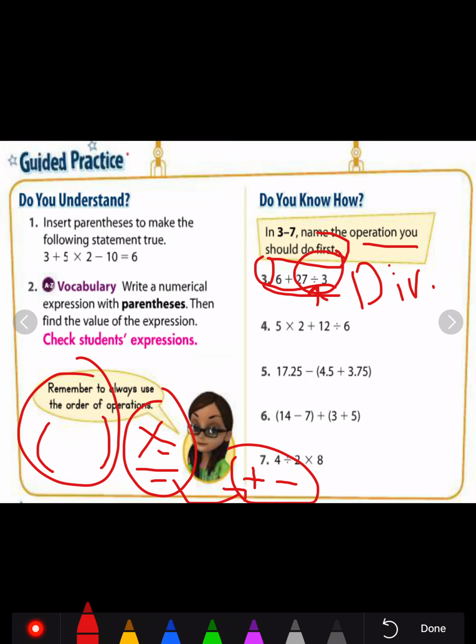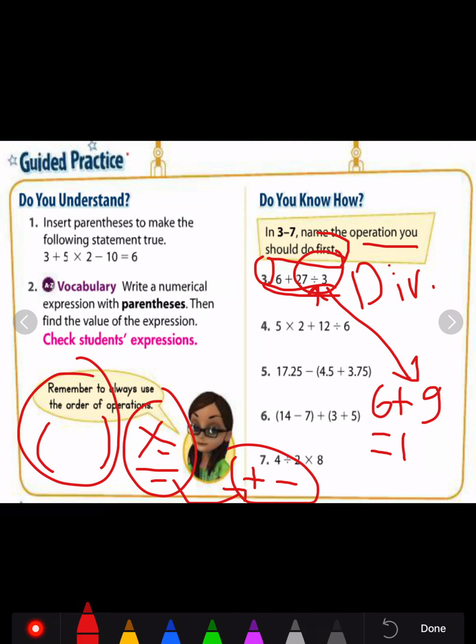So it will become 6 plus 27 divided by 3. 27 divided by 3 equals 9. So I will have 6 plus 9 equals 15. As you can see, we found the value of this expression.